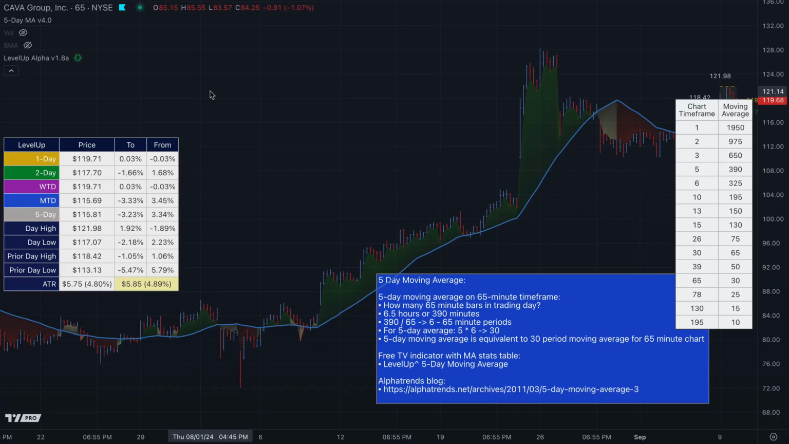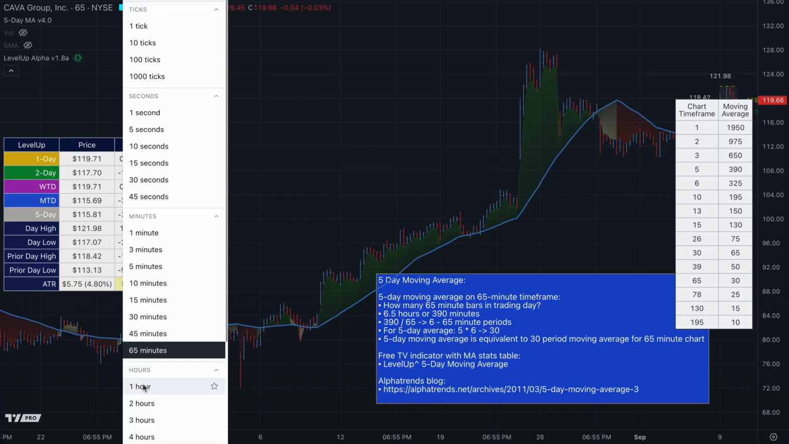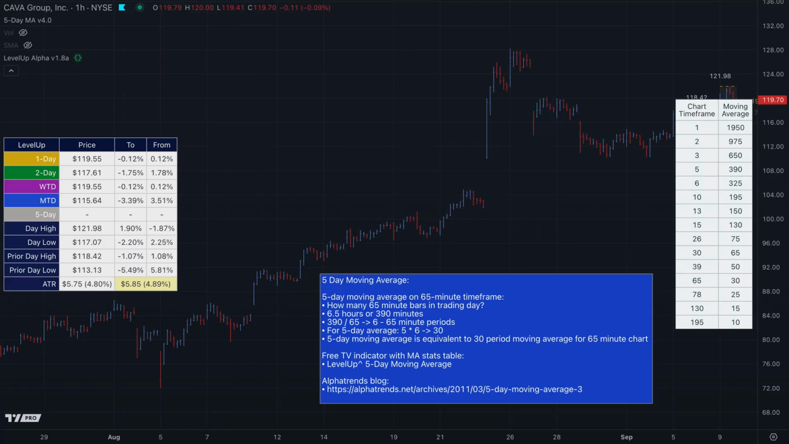I mentioned earlier there's a common question that comes up as it relates to the 5-day moving average when moving between chart timeframes. And that question is, why can't I see the 5-day moving average on my current chart? So here's what I'm going to do. I'm going to go up and change to a 1-hour chart, and we're going to point out the calculations that we looked at earlier.